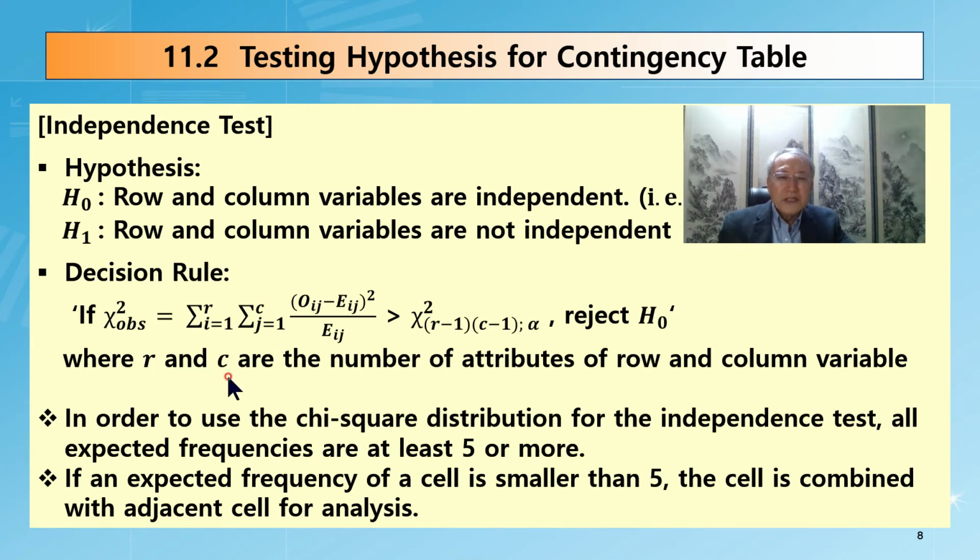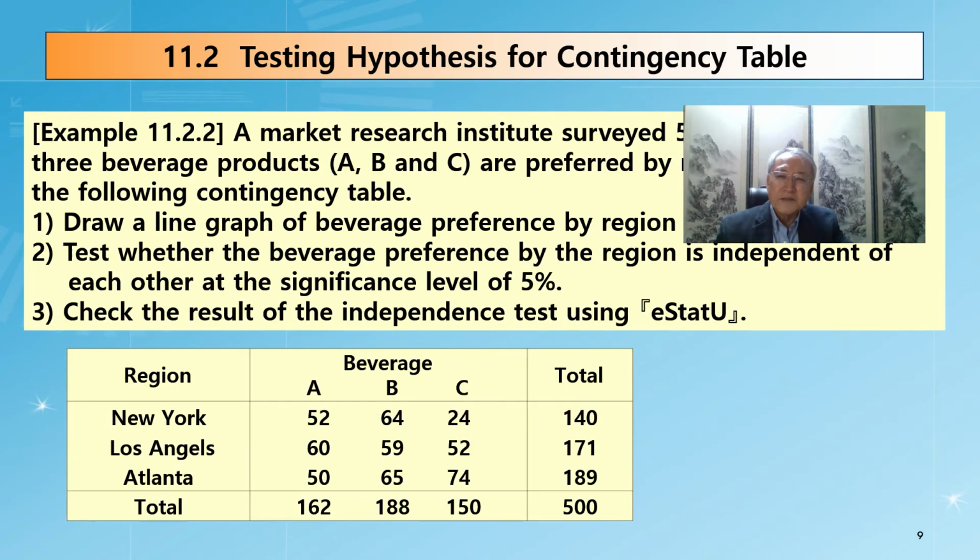Then you calculate the sum of squares between observed frequency and expected frequency, square them, and divide by expected frequency. We check the chi-square distance. But be sure, for the chi-square distribution in an independence test, all expected frequencies should be at least 5 or more. If not, you have to combine categories. The same thing is true for the goodness of fit test.